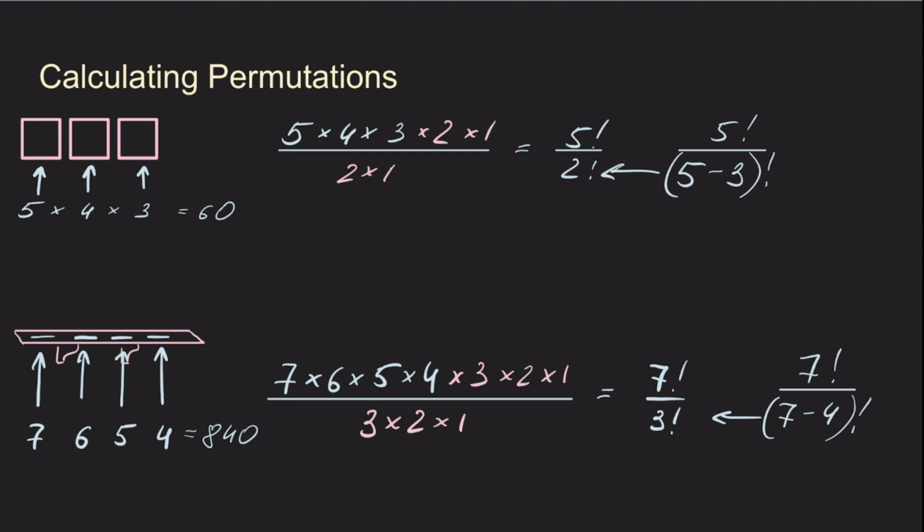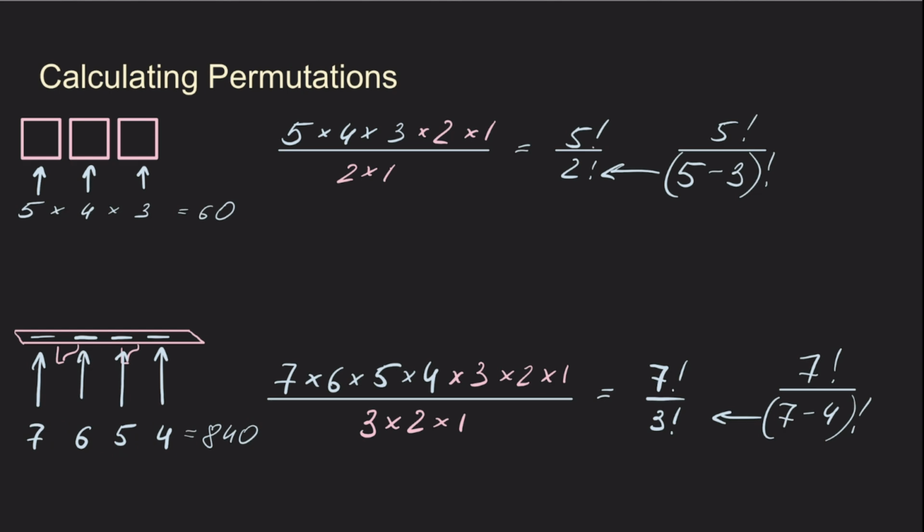Now, another example is to arrange 7 books on a shelf that can fit only 4 books. Again, how do we do that? The first place can be occupied by one of 7 different books. The second place by 6 different books. The third place by 5 different books. And the last one can be occupied by 1 out of 4 remaining books. So we have 7 times 6 times 5 times 4.